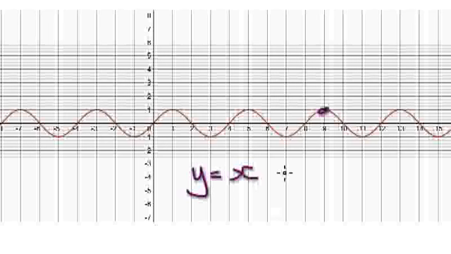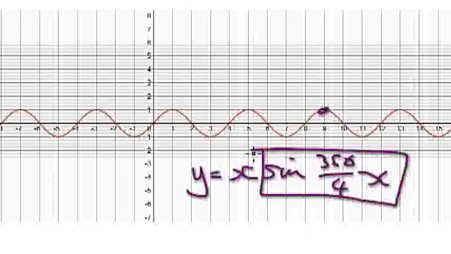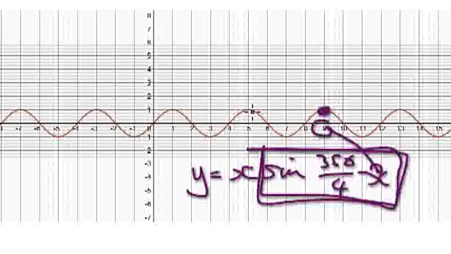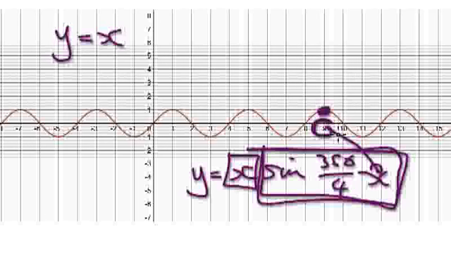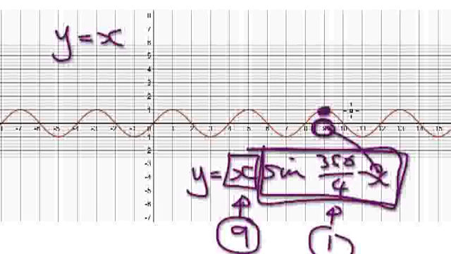y equals x sine 360 over 4x here. Now this whole thing here, when you put 9 into this x here, this whole thing here is just 1. Now looking at the y equals x here, when this is 9 here, this block here is 9. This block here is just 1. So 9 times 1 is 9.